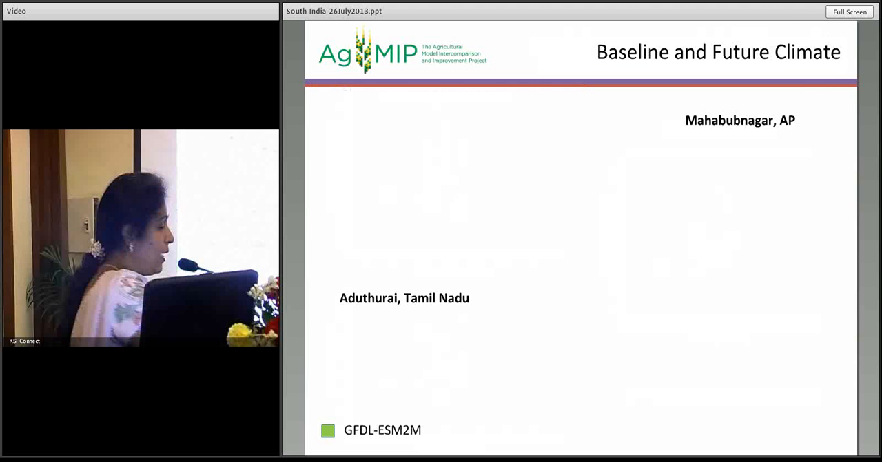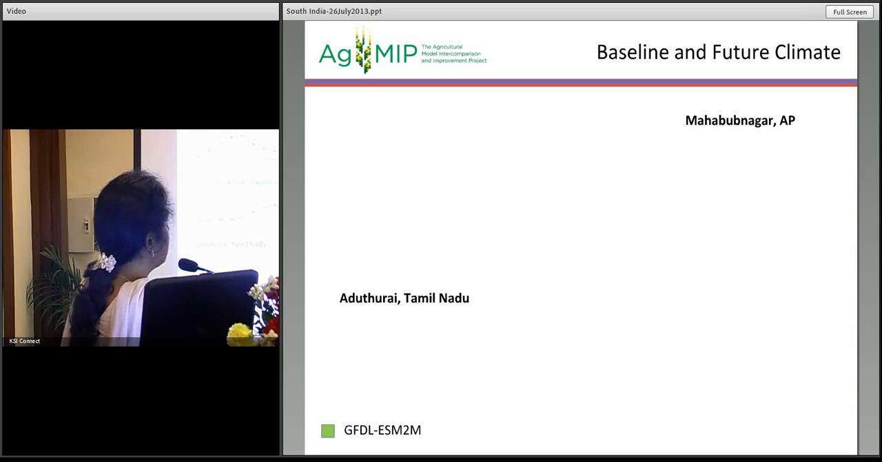Okay, so the next thing we did was compare the baseline with the future climate, again with the RCP 8.5 mid-century temperature scenarios. This is the mean temperature scenario we looked into. This box indicates the seasonal and this one is for the annual.